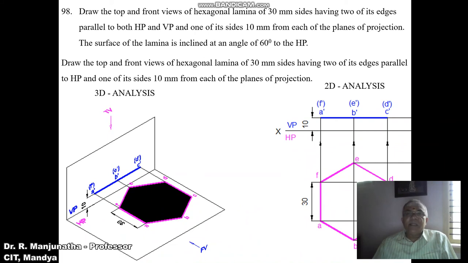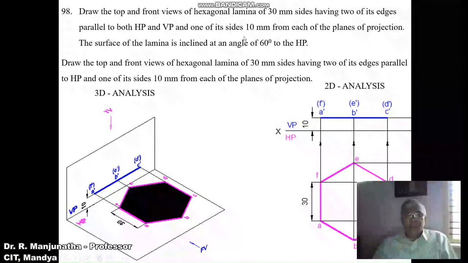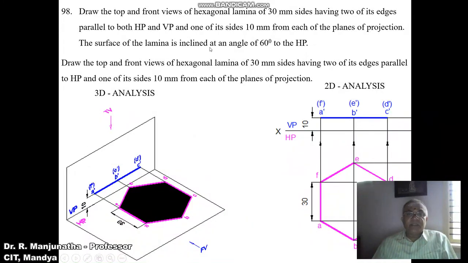But the only condition here is that it is 10 mm from both the reference planes of projection. So obviously this should be above HP by 10 mm. When you look from the front view, we can see that the lamina is above HP by 10 mm. As the surface is inclined to HP, now we are making it parallel to HP. Since it is parallel to HP, we are getting the true shape in the horizontal plane. And the surface is perpendicular to VP, so that is the reason why you are getting a line in the front view, which is 10 mm above HP. As you see, 10 mm from each of the planes of projection.